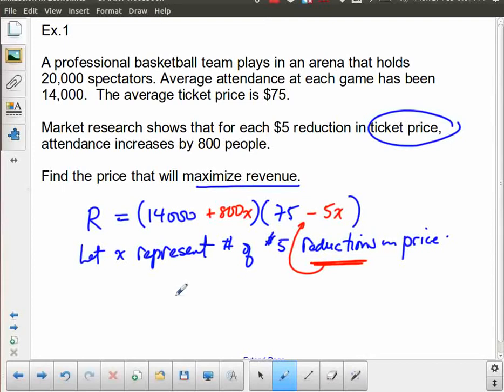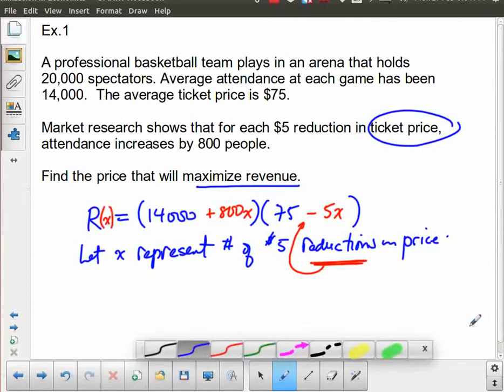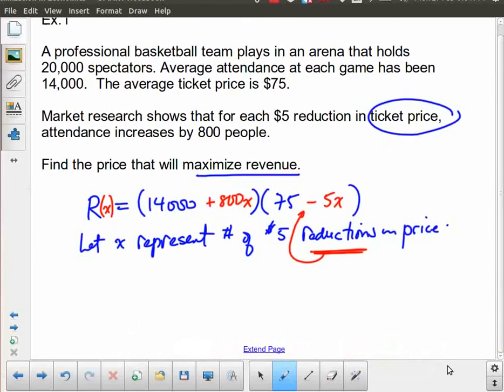So that's the first thing I want to point out to you. What we've got now, because of the way we've done this, is revenue as a function of x. And since it's entirely a function of x, I can now take the first derivative, r prime of x. Now it's up to you.